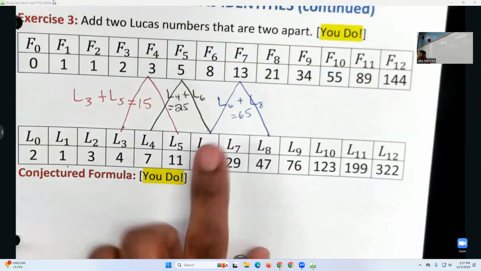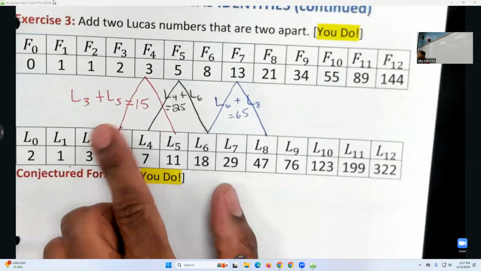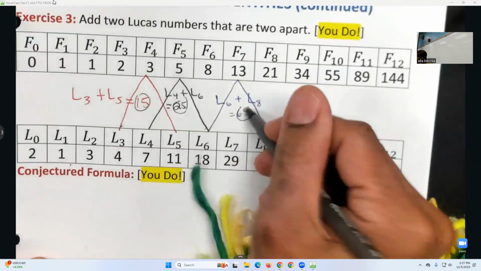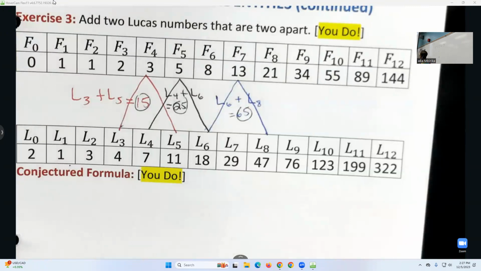Okay, you got a conjecture for a general formula? Something about these numbers, 15, 25, 65. Are they related at all to the numbers they're pointing at? Yeah, we said it at the same time. Okay, go ahead. I don't know how to say this as eloquently as Raj did, but what I'm noticing is... Raj is a high bar, he's insane.